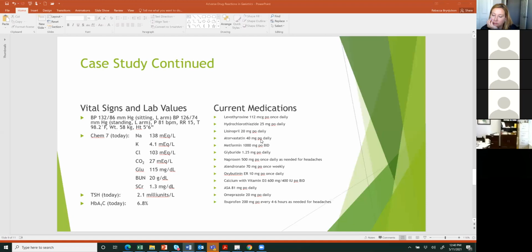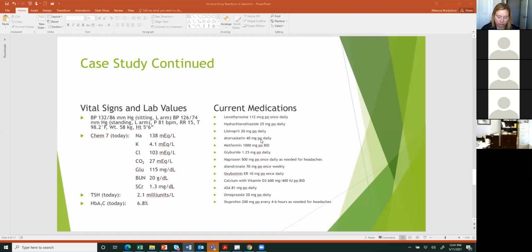Glyburide, on the other hand, is a sulfonylurea. And according to the AGS-Beers criteria, there is a high risk of hypoglycemia in older adults with the use of this medication. It is recommended to avoid this medication in this patient population, and it is a strong recommendation from the AGS-Beers criteria.